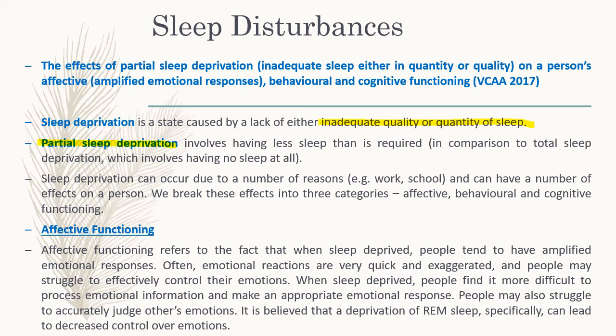So with affective disturbances during sleep, it could be the fact that you have amplified emotional responses, your emotional reactions are quick and exaggerated, and you may struggle to effectively control your emotions. When you're sleep deprived, people tend to find it more difficult to process emotional information and make an appropriate emotional response. You also may struggle to understand other people's emotions. It is also believed that a deprivation of REM sleep can lead to decreased control over emotions.